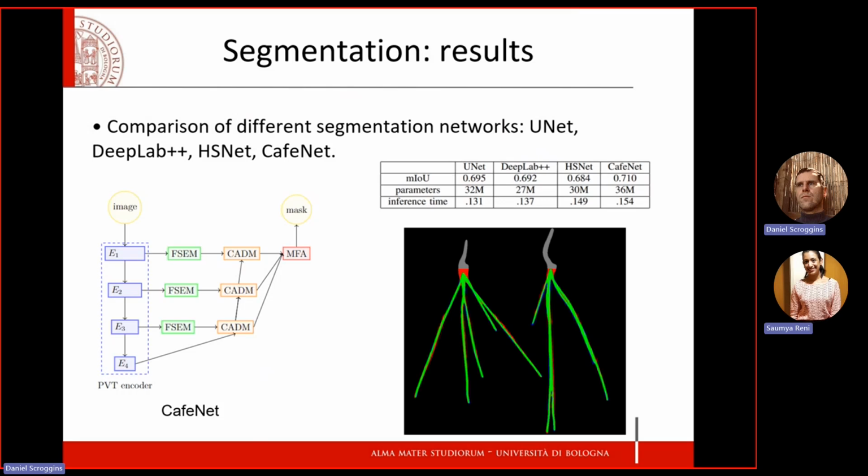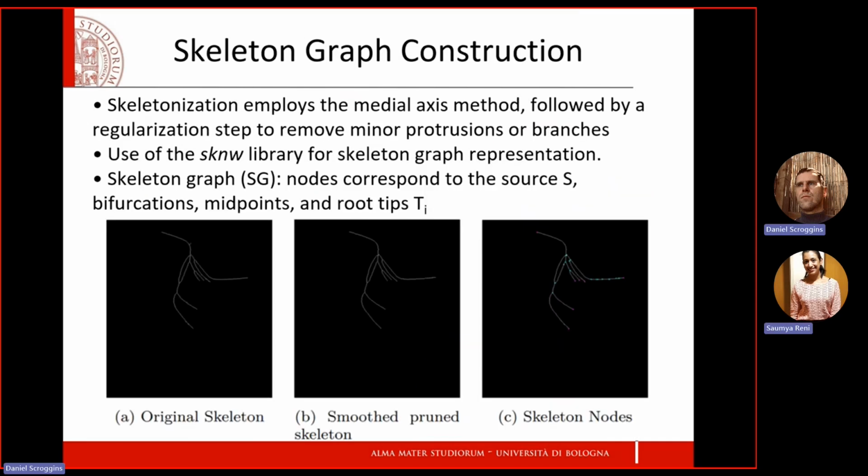CAFNet is also the most complex architecture in terms of number of parameters to train and inference time. But we decided to prioritize performance in this work, also because the inference time for a single image is less than a second, so totally acceptable. So we use CAFNet in the next step of our method.